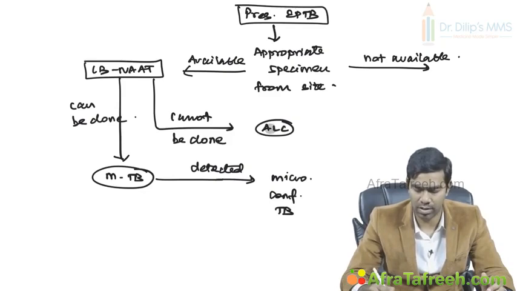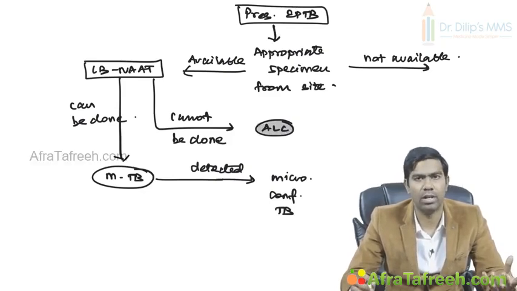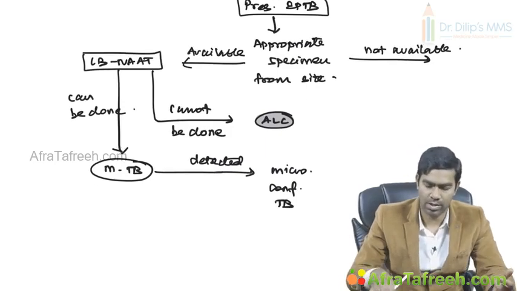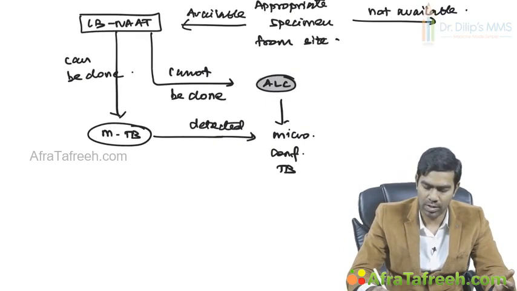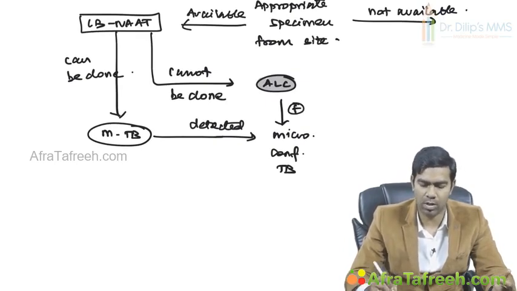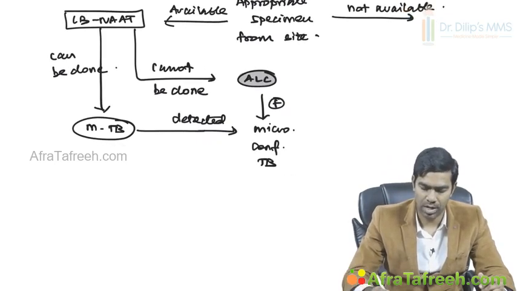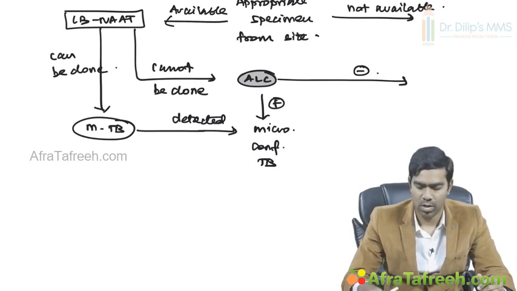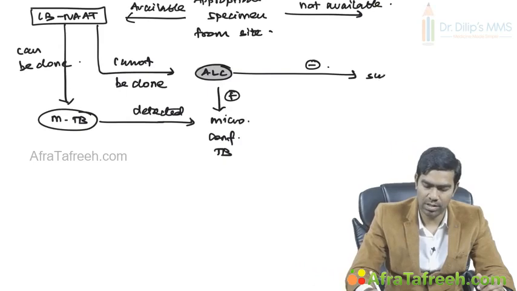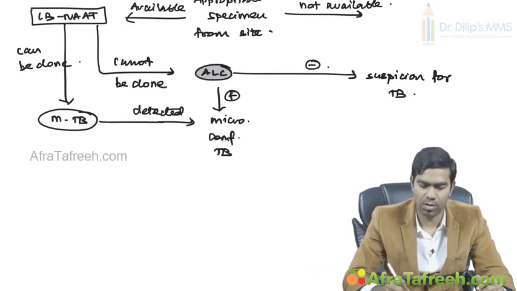But anyway, if it's possible, especially for solid biopsies, I'll be subjecting this to automated liquid culture, ALC. Suppose the culture is positive, again I'll be calling this microbiologically confirmed tuberculosis only. And suppose ALC is negative, clear? In this condition, I have to see the suspicion for tuberculosis. Clear?